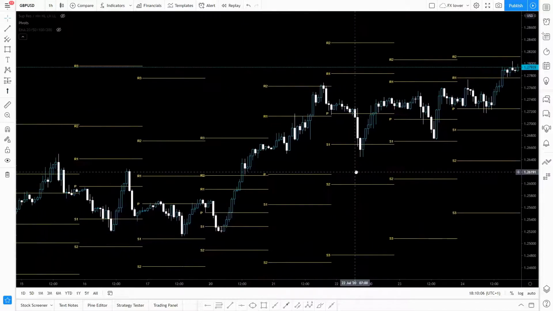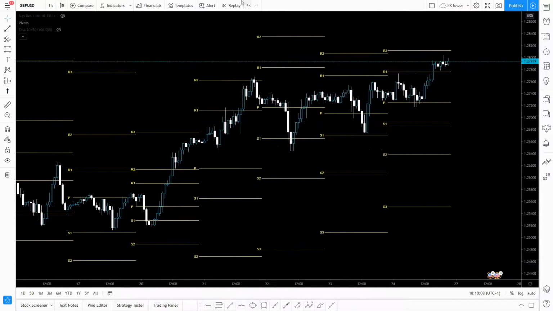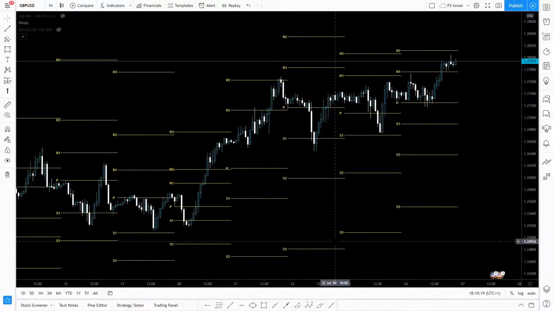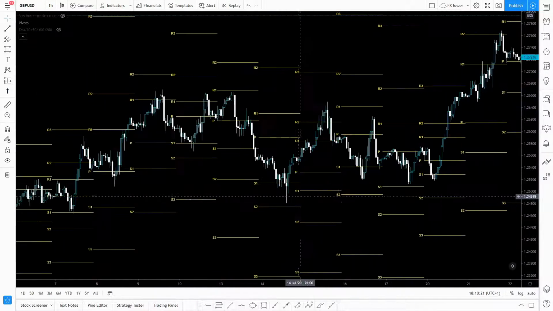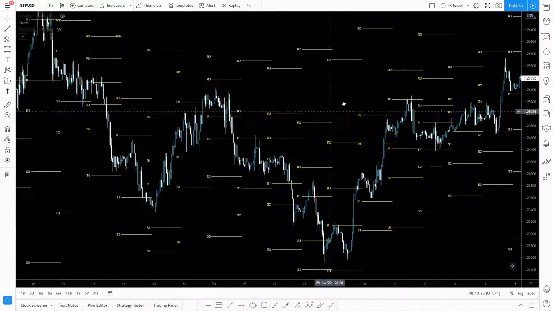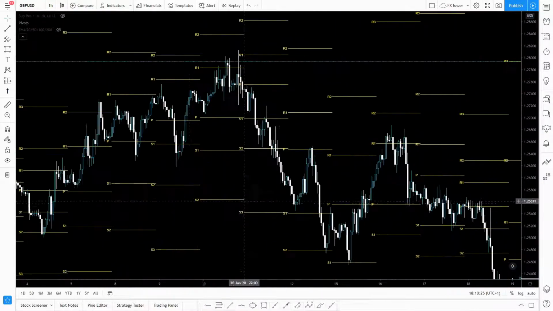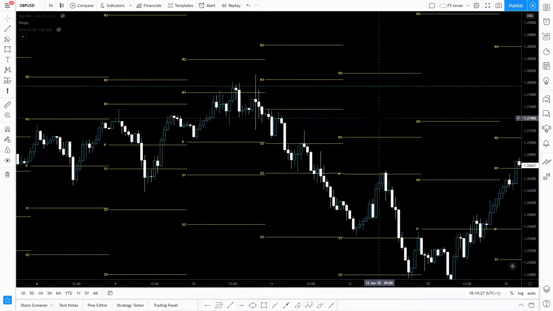Let me show you some examples. So a lot of the pivots you'll see from R2, they always reject around the R2, S2 areas. I said you hardly see them on S3s or R3s. Let's go back and have a look over here.